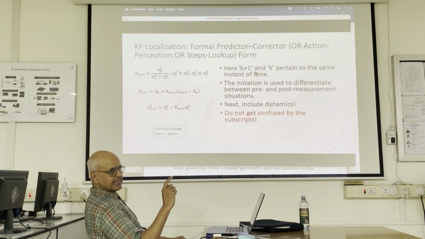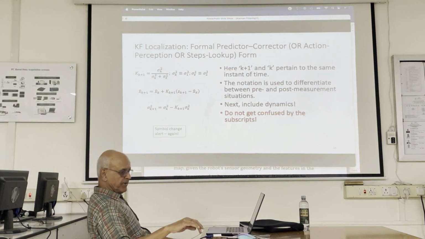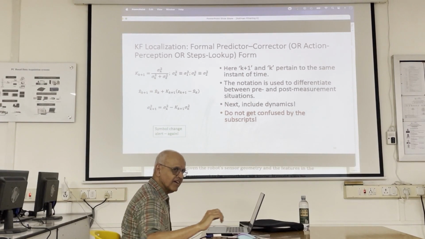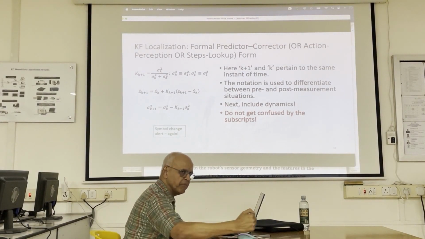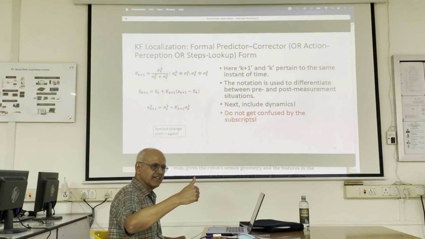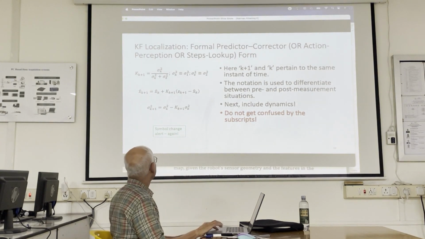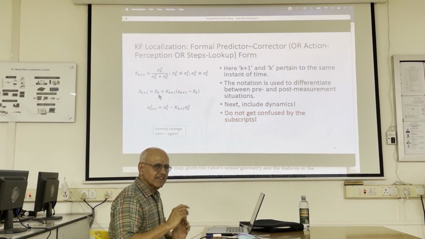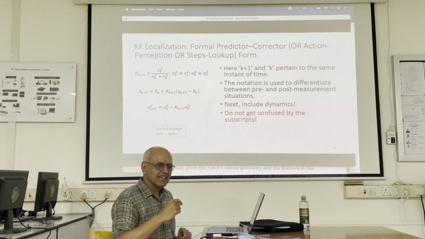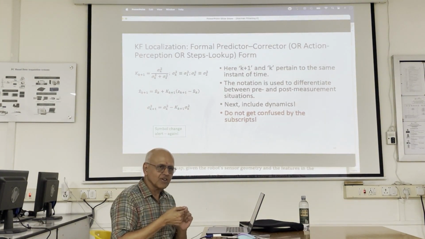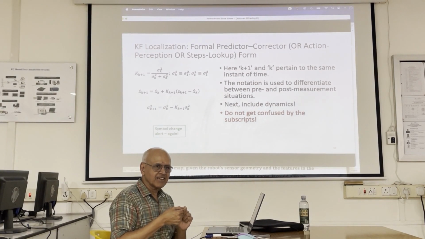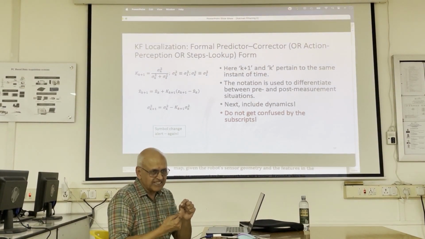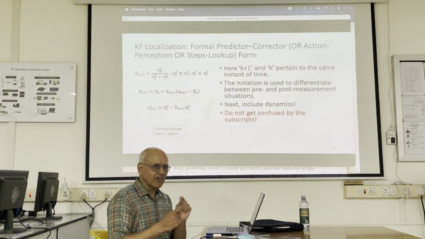The measurement update. See, the step update is happening over time. Yeah. The measurement update is happening bang when I get a GPS reading, right? Yeah. So k plus 1 and k are exactly at the same instant. So it's not saying it's a different time. It's saying the new Bayes estimate is obtained from the old one. Both of them are at the same time. Yes. You got to remember that.